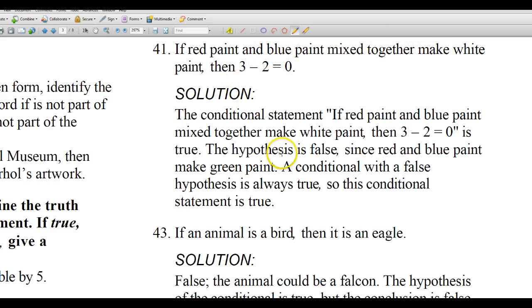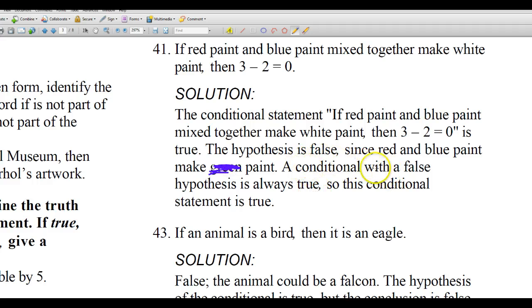This says the hypothesis is false since red and blue paint make green paint. And there's a mistake right there. It should be make purple paint.